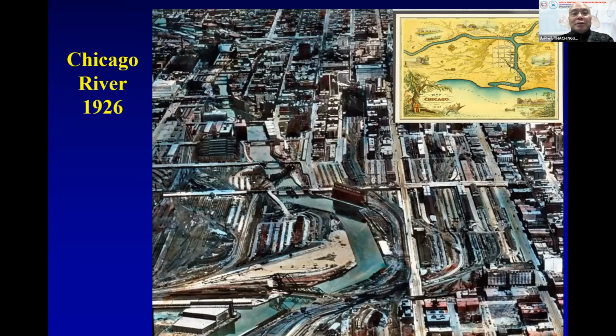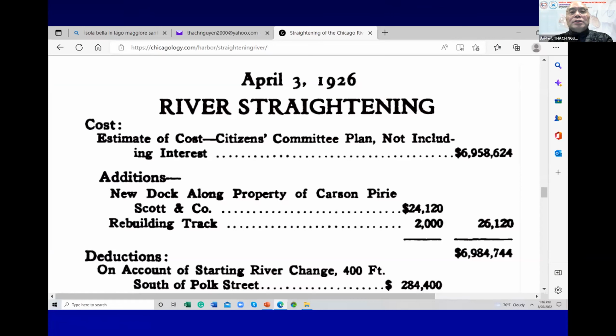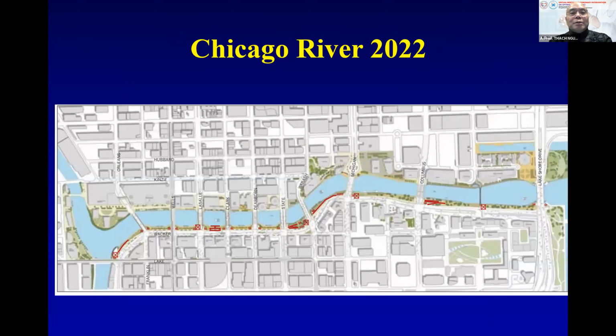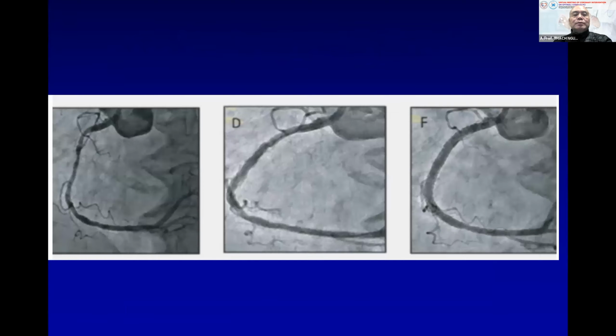And here I remember the Chicago River. At first, it was curved. You see here, it's curved, and it is very close to downtown. And in 1926, the city of Chicago had to straighten the river, because they didn't have many bridges across the city. And here they made a cut, the same as when we do angioplasty. And now here's the Chicago River. It runs very nicely, beautiful, no problem. So I see that because many times, especially in bifurcation lesions, we change the natural anatomy of the coronary arteries.